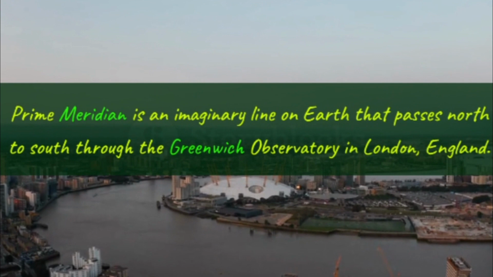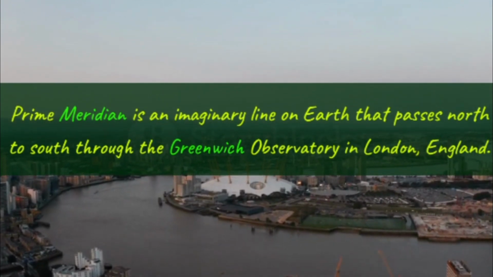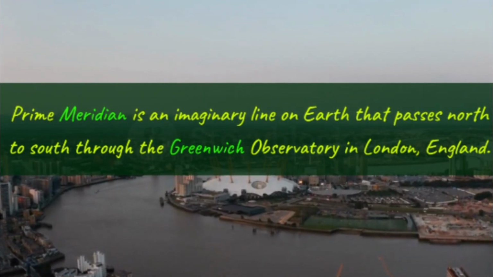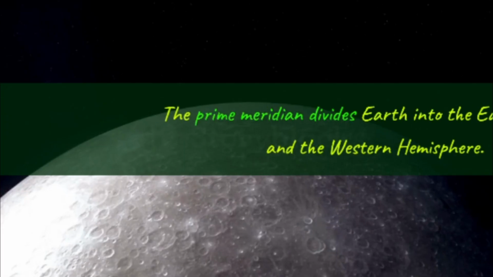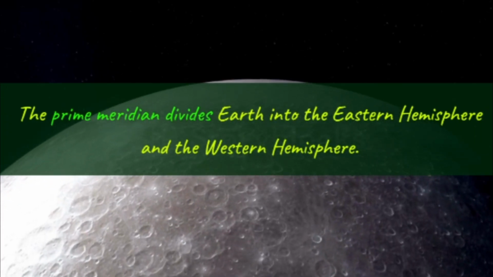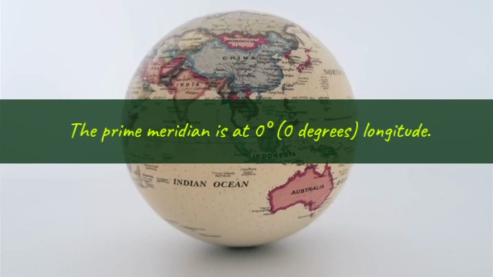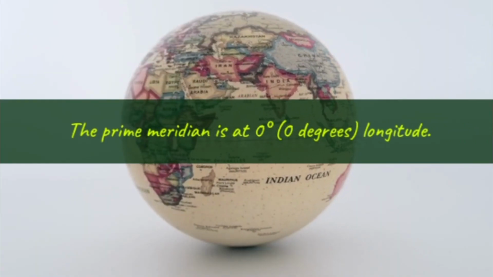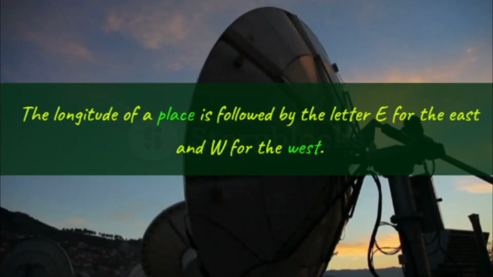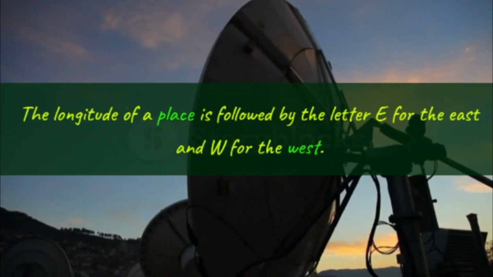The prime meridian is an imaginary line on Earth that passes north to south through the Greenwich Observatory in London, England. The prime meridian divides Earth into the eastern hemisphere and the western hemisphere. The prime meridian is at 0 degrees longitude. The longitude of a place is followed by the letter E for the east and W for the west.